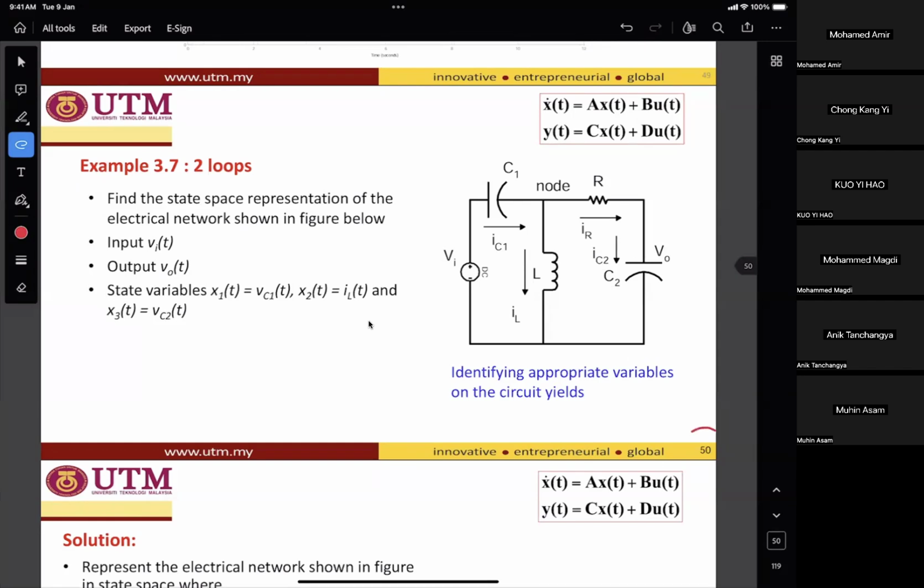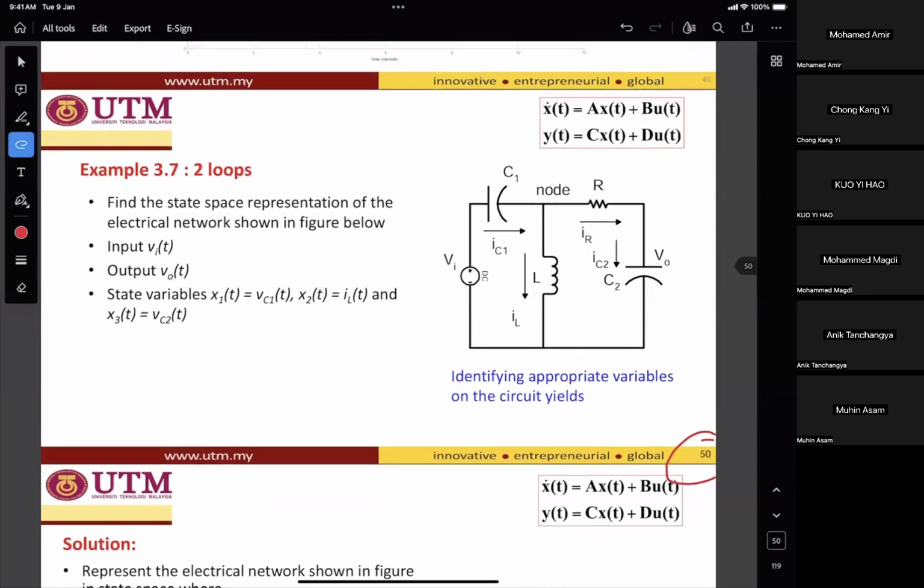Now we are at slide number 50. What is the number of the example in slide number 50? Example 3.7. So 3.7 has two loops. Okay, guys, we have two loops. How many active elements are in this circuit?